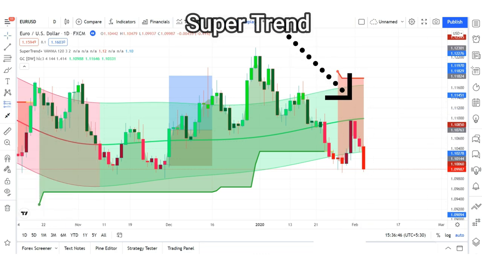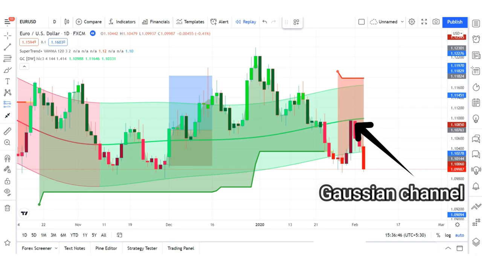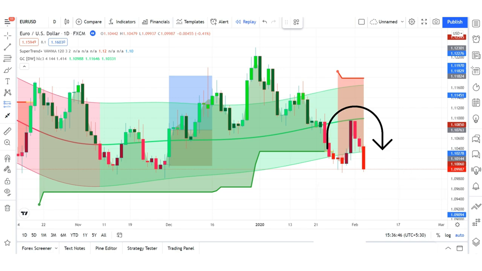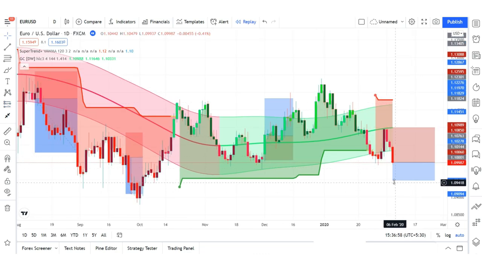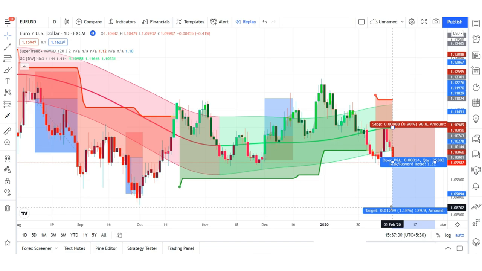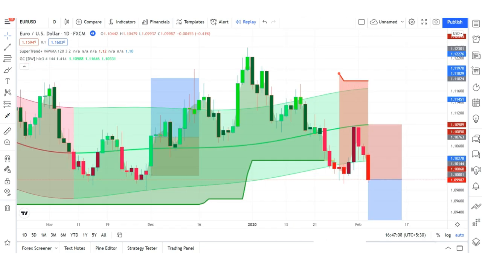The Super Trend changes into a downtrend. The Gaussian channel is red in color, and also, the market has given a U-turn by touching the Super Trend indicator, which is a very great signal. So all our conditions are being fulfilled, so we place an order to sell. Our stop loss will be placed at the baseline above, and our risk to reward ratio is 1:2. Let's see what happens to our trade.